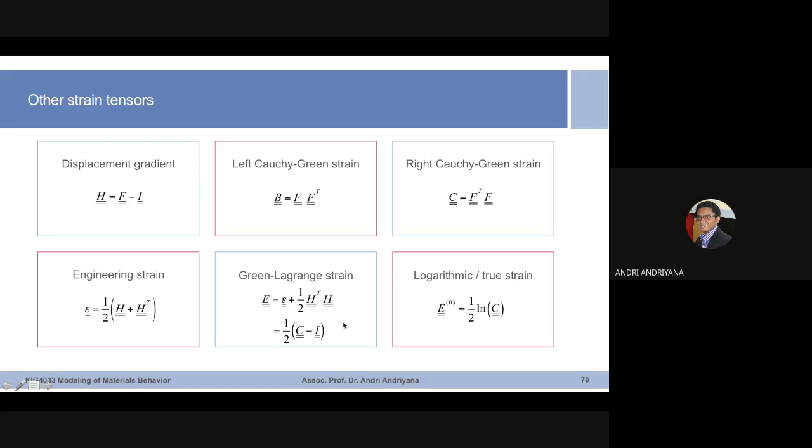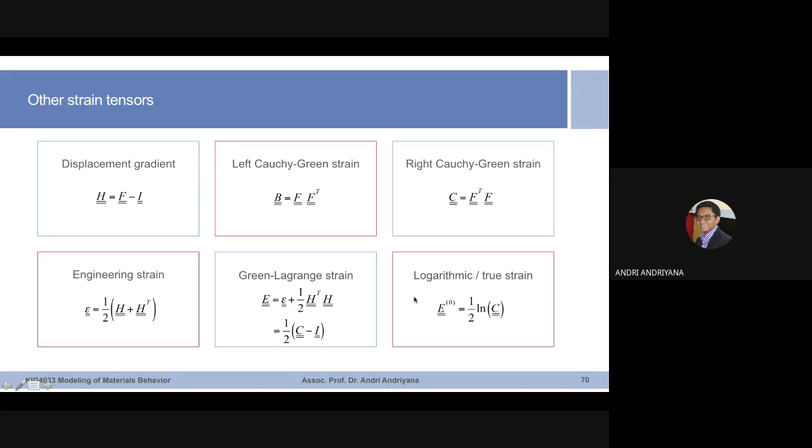We can also have another strain tensor, which is Green-Lagrange. Basically it is given by the engineering strain plus the second term here, which is also equal to half of C minus I. C is the right Cauchy-Green tensor here, and I is the identity tensor that I have explained before.